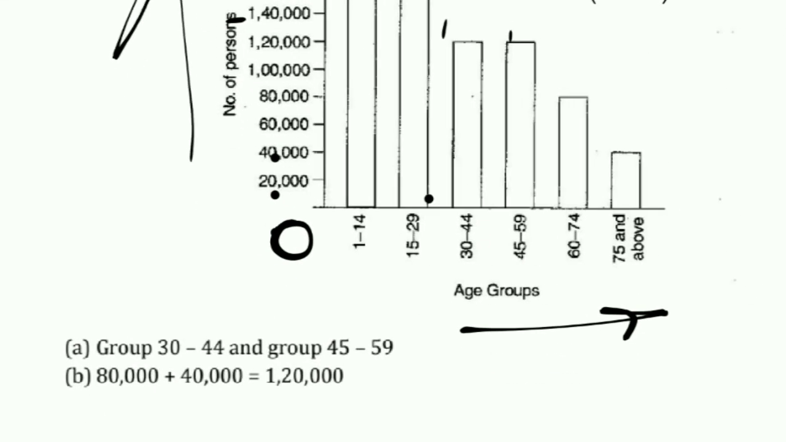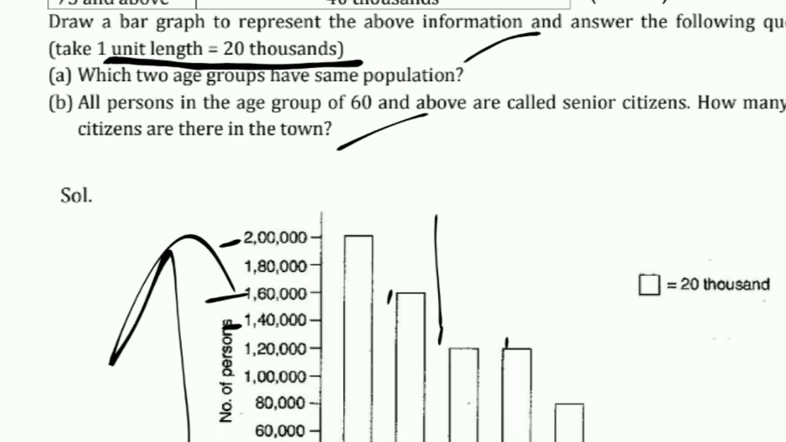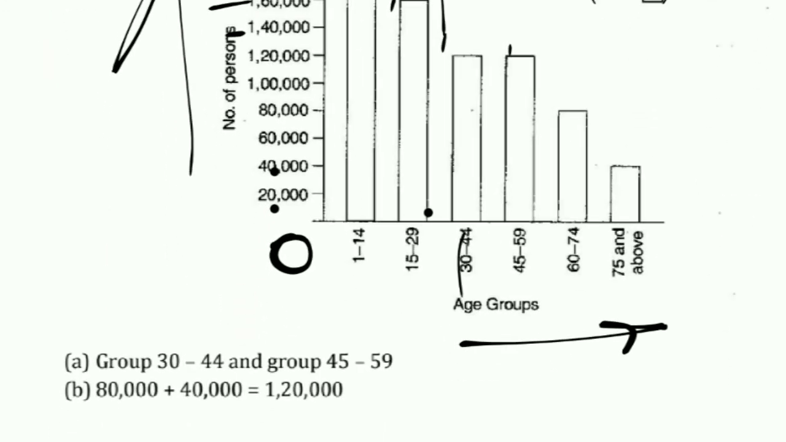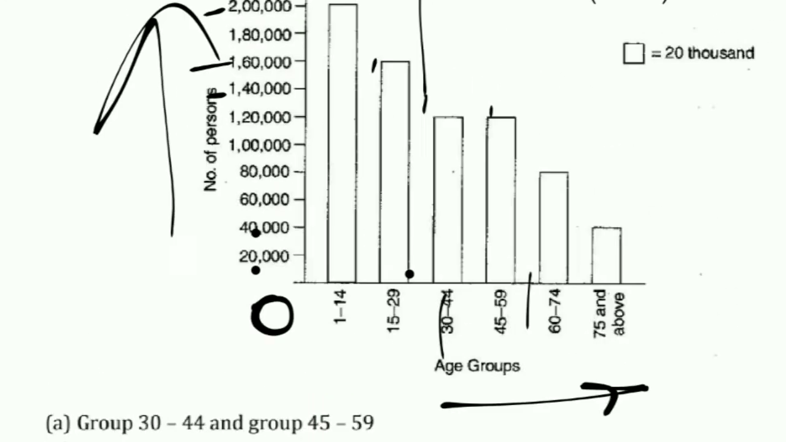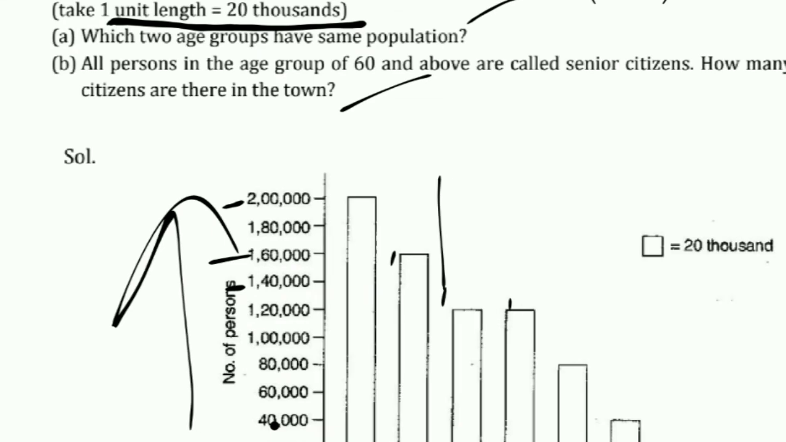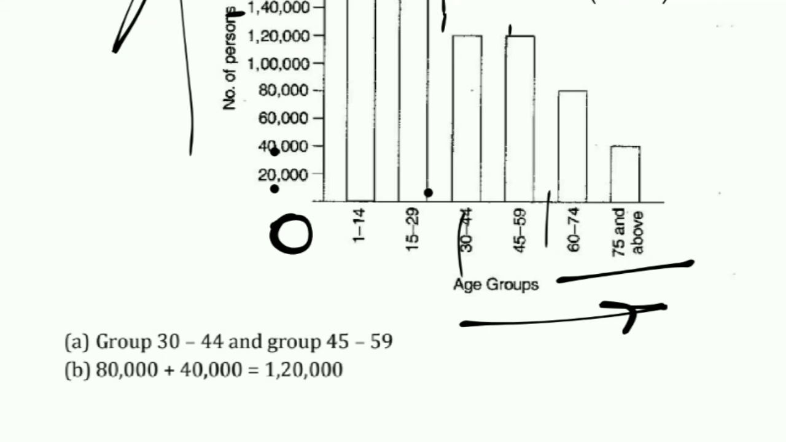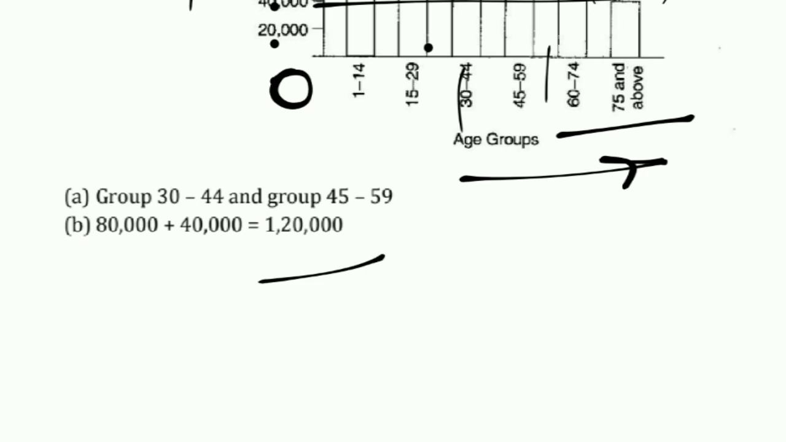After this, the question and answer. The first one is: which two age groups have the same population? See, 30 to 44 and 45 to 59. These two age groups have the same population. Next one, all persons in the age group of 60 and above are called senior citizens. How many senior citizens are there in the town? Okay, 60 and above, so we have to add. This is 80,000, this is 40,000. Total will be 1,20,000 senior citizens.